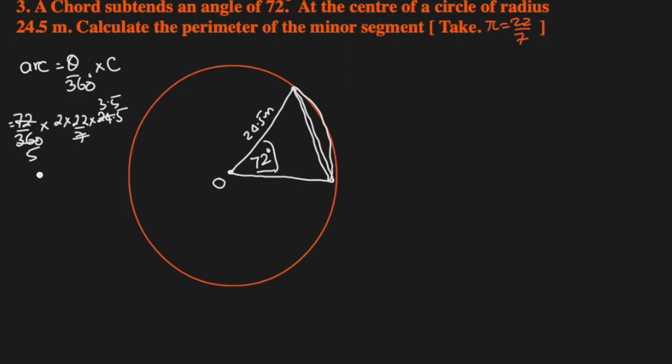Okay, so this becomes 44. 2 times 22 is 44, times 3.5 over 5. Let's use a calculator to find the length of the arc. 44 multiplied by 3.5 divided by 5 is 30.8 meters.